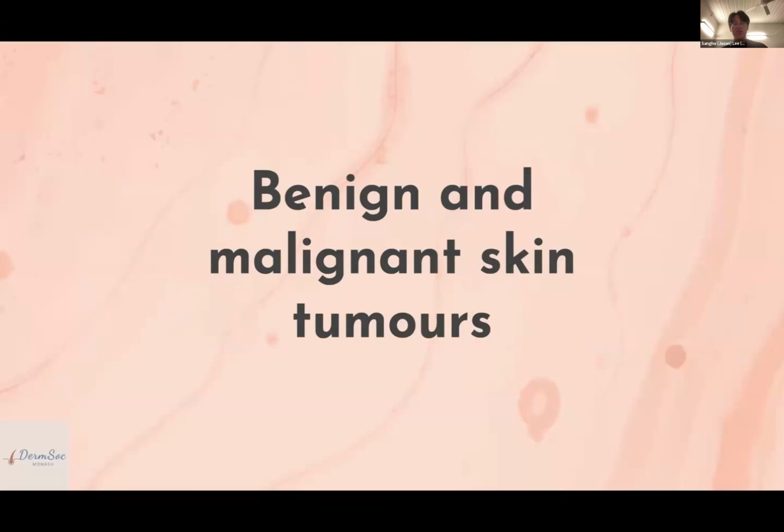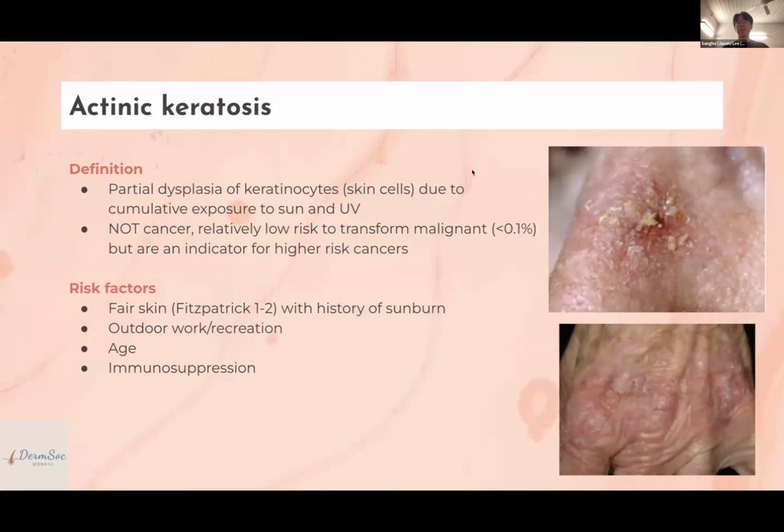All right, so moving on to the benign and malignant skin tumors. Skin cancers are broadly divided into three major types: your squamous cell carcinomas or SCCs, your basal cell carcinomas or BCCs, and your melanomas. Starting with the SCC domain, we've got three different stages within that as well, starting with actinic keratoses.